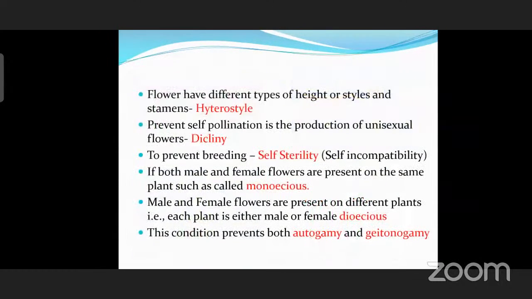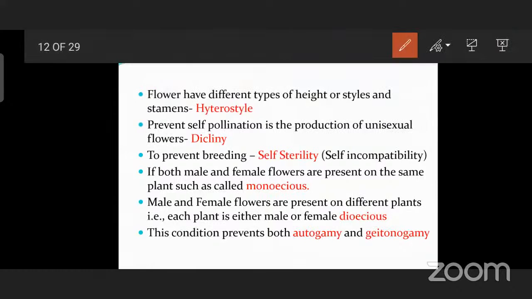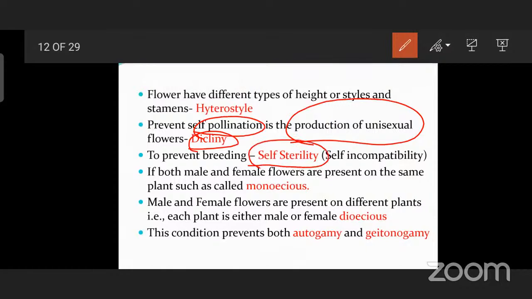And one more outbreeding device to discourage self-pollination and encourage cross-pollination is declining. Declining, which prevents self-pollination, is the production of unisexual flowers. This is known as declining. And the next device is self-sterility or self-incompatibility, which means preventing breeding.